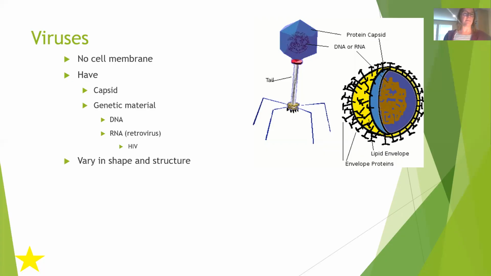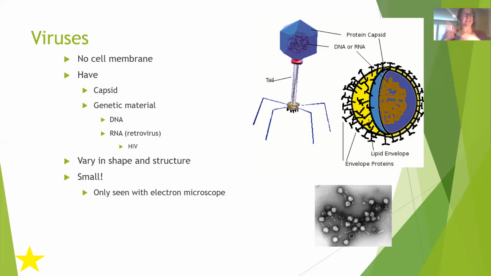Viruses can vary in shape and structure. These are two common shapes. This robot-looking one is a common bacteriophage. And the circular one, think of a coronavirus. HIV is a circular virus, but they do vary in shape. They're very, very small. For a long time, we didn't even know what viruses were. They were kind of a mystery. It wasn't until the invention of the electron microscope that we were able to actually get images of viruses and know what they look like.